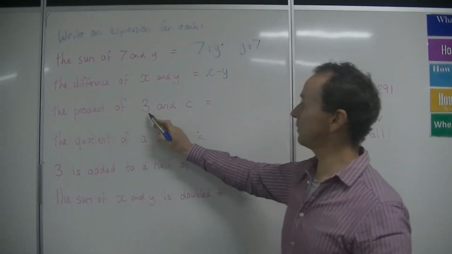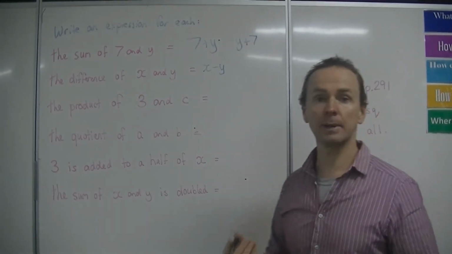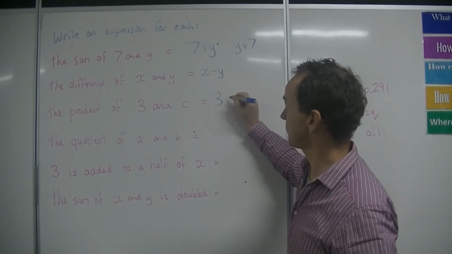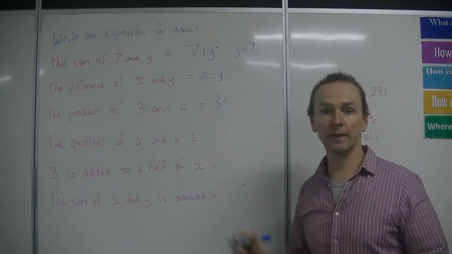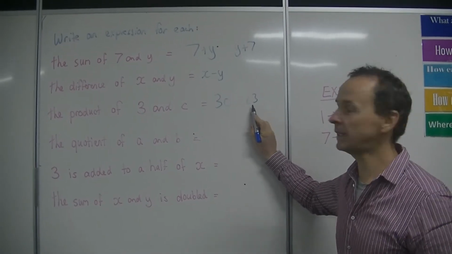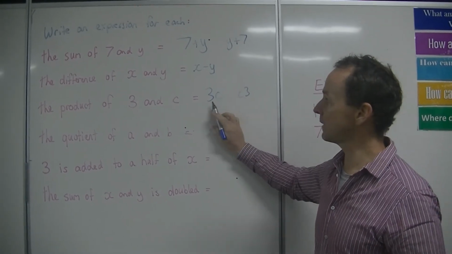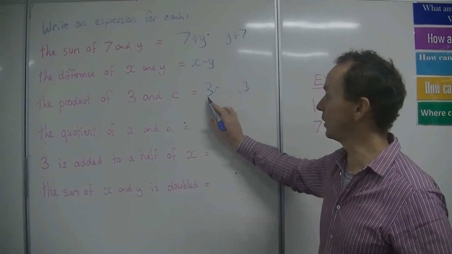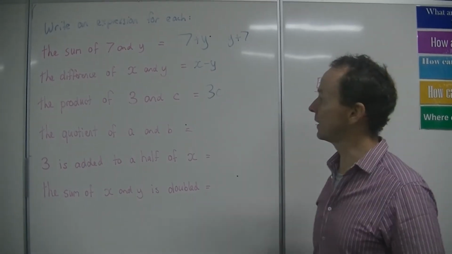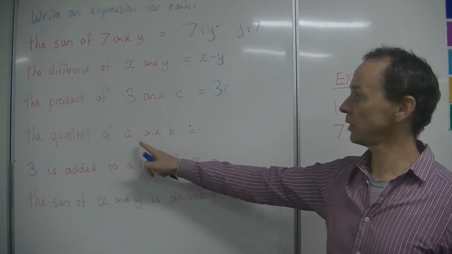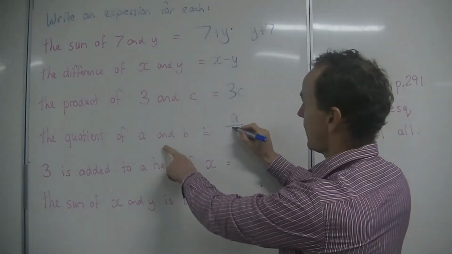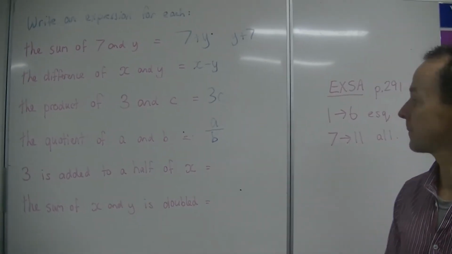The product of 3 and c. Product means times, so we have to times those two together. So you write down 3c. Some people write c3. And technically, it's still correct. But in mathematical convention, we write the number first. So it's 3 lots of c. So please write it that way. 3c. Next one, the quotient of A and B. Quotient means divide, so just do it in that order, A divided by B.